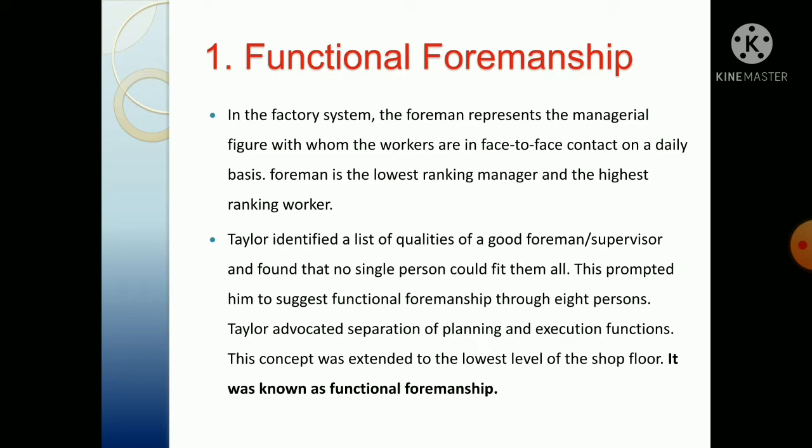this prompted him to suggest functional foremanship through 8 persons. Taylor advocated the separation of planning and execution functions. The execution function is also called the production function. This concept was extended to the lowest level of the shop floor. So 8 persons should be there, and along with that he made a segregation of the whole production process into two parts, that is the planning function and the execution function. That process is known as functional foremanship.